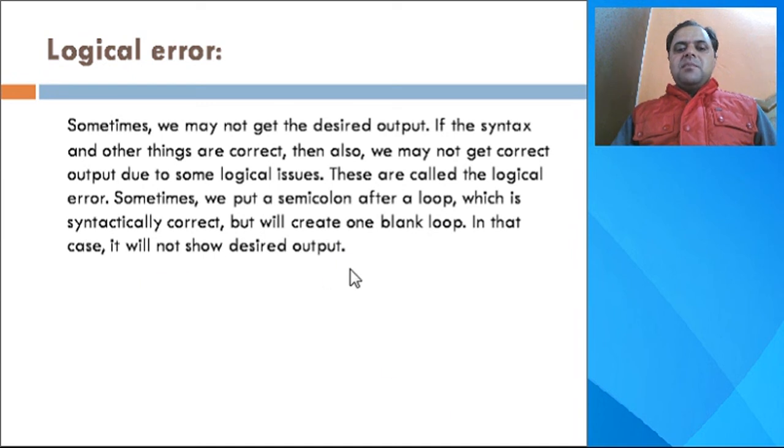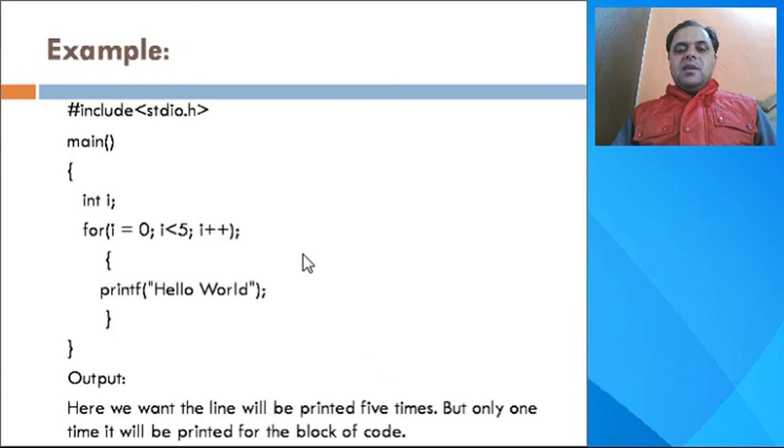So we will see the example here. Again include standard input output, int i. A loop: for i equal to 0, i less than 5, i plus plus, and a semicolon. We will discuss loops in the next unit 2, but here I have written a loop. Then a semicolon, printf hello world. Hello world should be generated 5 times, but there is a semicolon here. The semicolon should not be here.